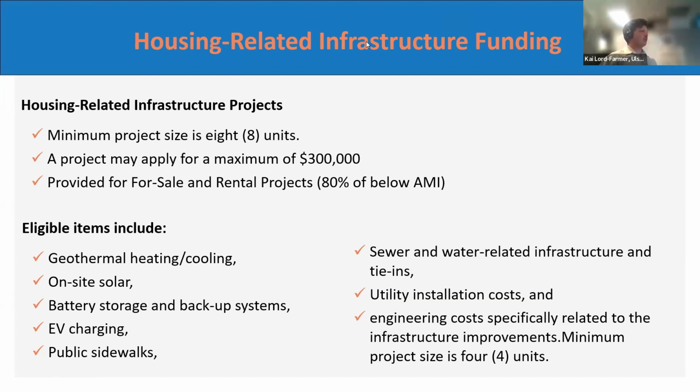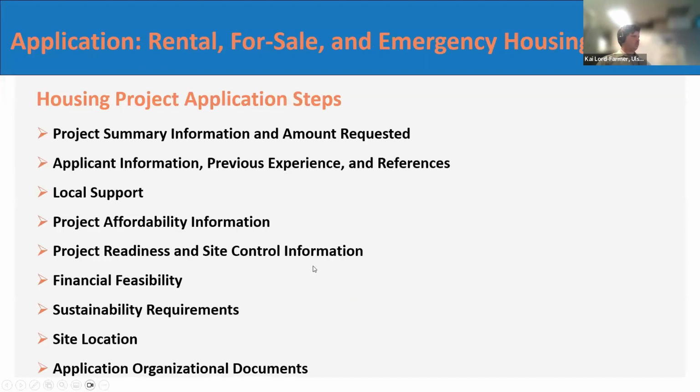Okay. So I mentioned this before. This is for infrastructure directly related to the actual development of affordable housing. Minimum project size is 8 units. A project may apply for a maximum of $300,000, and this is provided for sale or for rental projects for 80% or below AMI households.